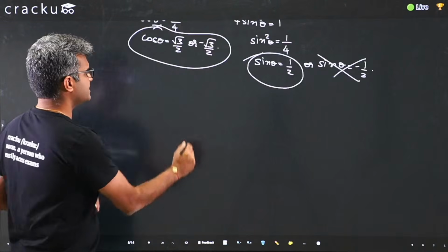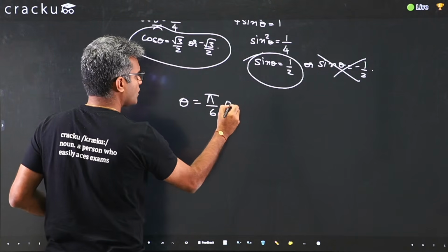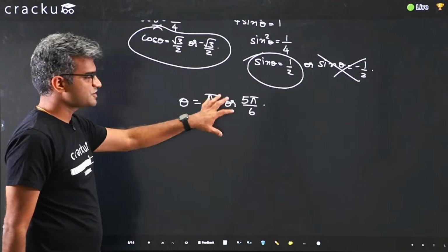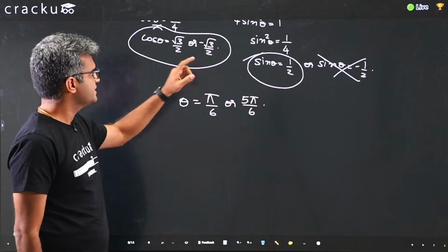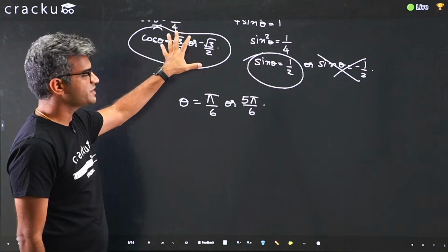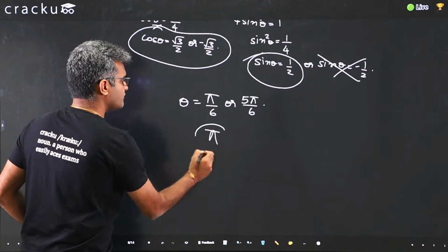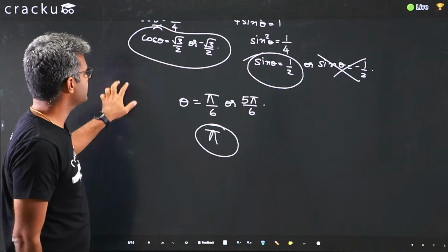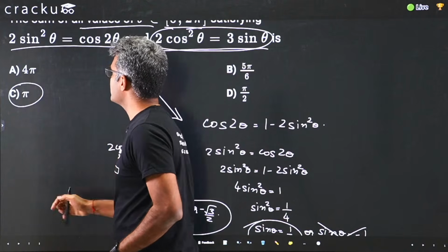What are the values that theta can take? Theta can be either pi by 6, which is 30 degrees, or 5 pi by 6, which is 150 degrees. These are the two values that theta can take. In both of those cases, sin theta is 1 by 2. In one case, cos theta is root 3 by 2. In another case, it is minus root 3 by 2, and both are allowed. The sum of both of them will be equal to pi. So the sum of all the values of theta for which this equation is satisfied is pi. So the answer for this question is option C, which is equal to pi.